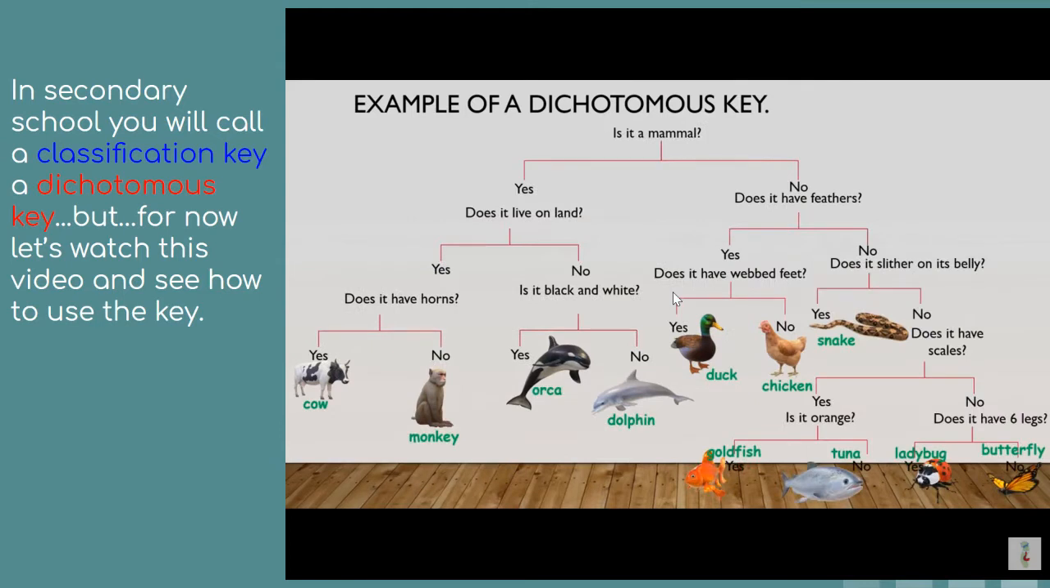So I've gone through a series of steps. I've asked, does the non-mammal have feathers? Does it have webbed feet? Does it slither on its belly? Does it have scales, etc., etc.? I have all 11 animals in their own group. So now I have a working dichotomous key. So the next step of this video is to show you how you could use your key.